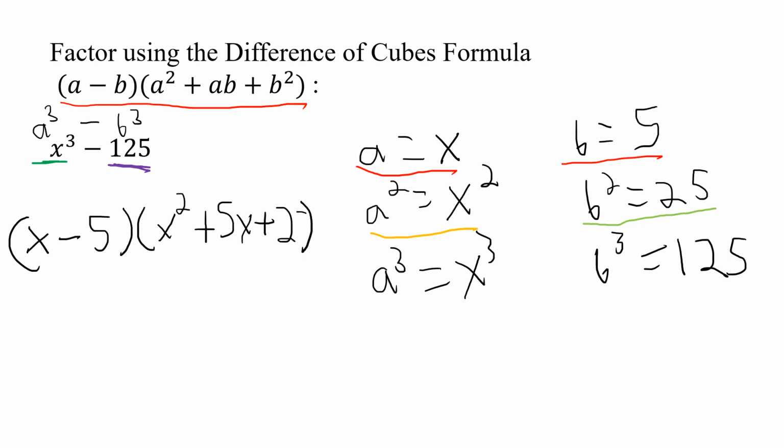That is it. We end up with x minus 5 times x squared plus 5x plus 25. And because in this second one here, sometimes you can factor the second factor further. But to factor this further, we would need two numbers that multiply to be 25 and add to be 5. I don't believe that there are any, so we are done.